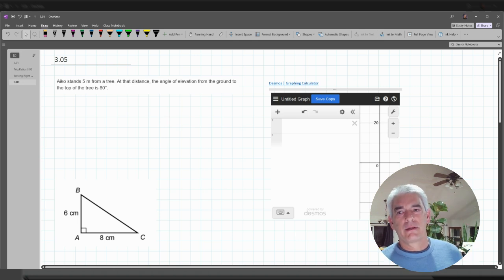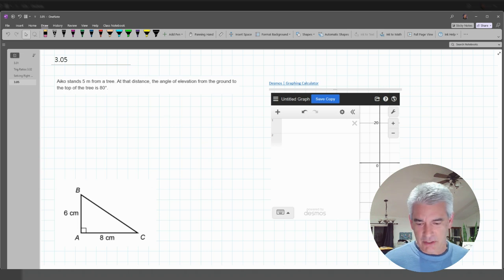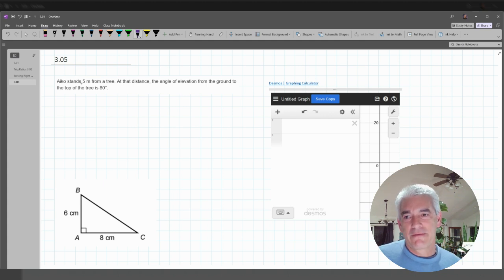All right, so we've been using sine and cosine and tangent to set up ratios. We're going to use that now to help us solve for angles that are unknown. This is just a review problem from what we did the other day. Aiko stands 5 meters from a tree, so let's draw our picture here.